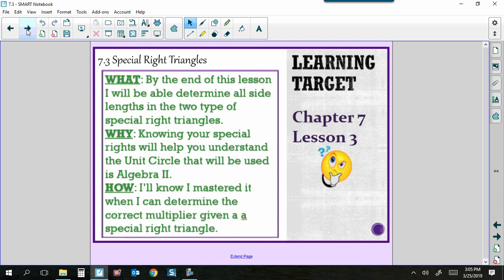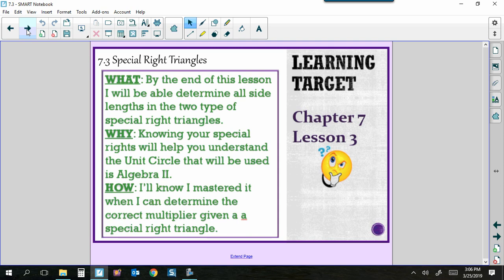So today, I would actually like it if you did not have your calculator out. Put it away. Because if I ask for an answer where you need your calculator, I don't need to show you how to use a calculator for what we're doing today.